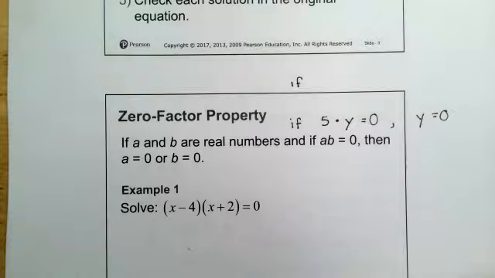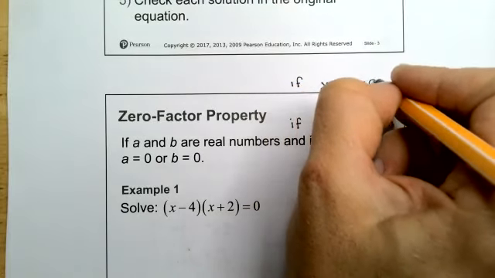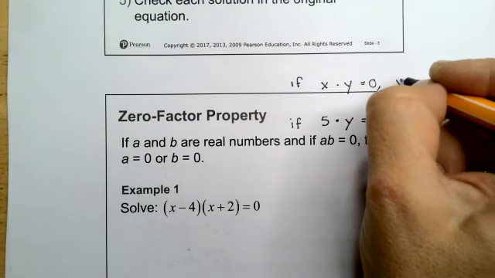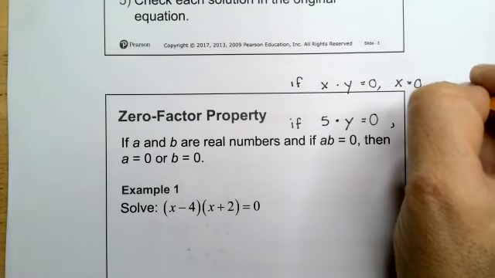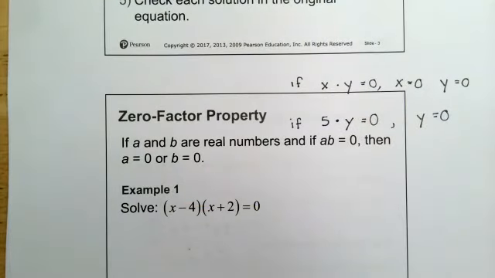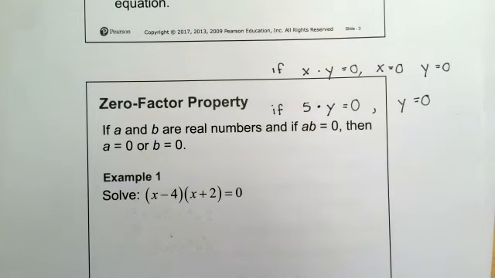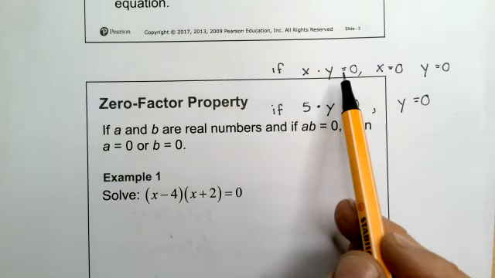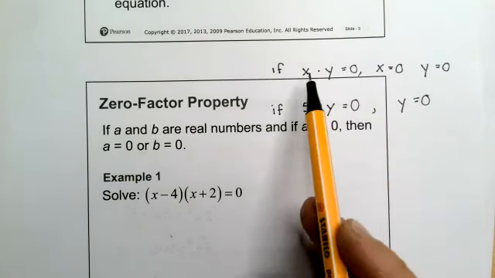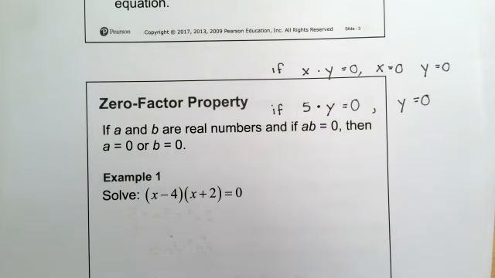And then pretend we don't know 5 either. If X times Y equals 0, then you can say X is 0 or Y is 0. And that or means we can do both of them. We can say X is 0 and Y is 0. Those are two different answers, right? Because there's no number you can multiply by X to get 0 except 0. There's no number you can multiply Y by except 0 to get 0.